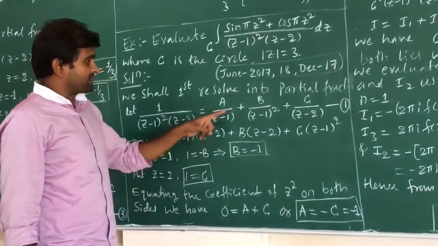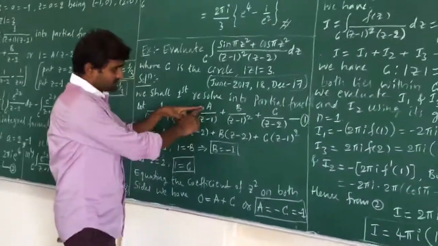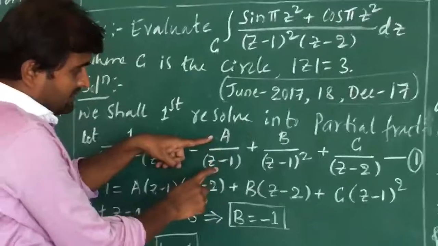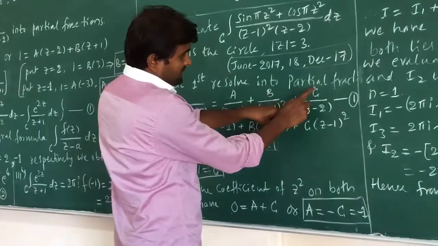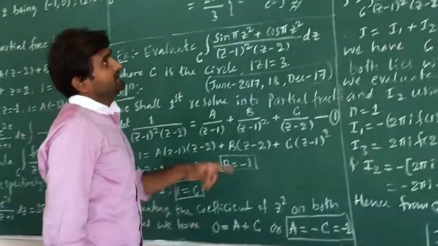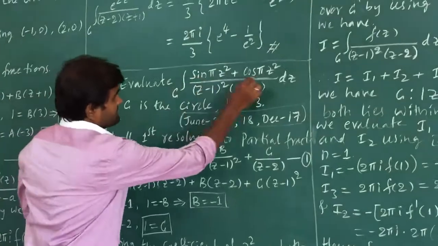Now substituting these values in equation 1, we get minus 1 by (z minus 1), minus 1 by (z minus 1) whole squared, plus 1 by (z minus 2). Now here f of z is the whole term.